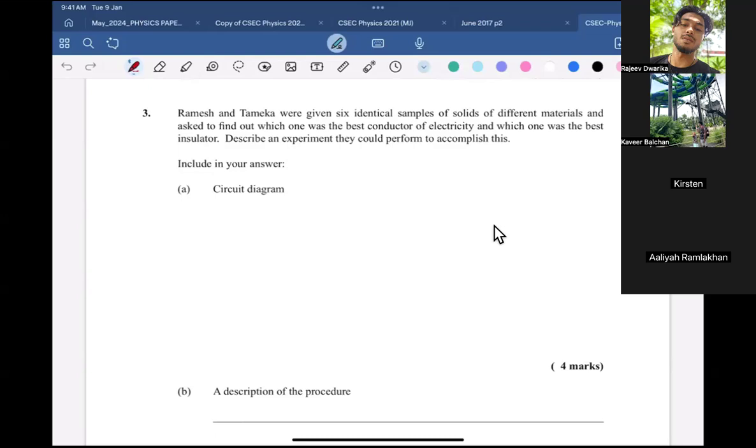The bulb. Yes, the bulb. If it's the best conductor, what happens with the bulb? A brighter light. Yes, it's going to light up the brightest. Perfect. And now you need to put that in B, description of the procedure. So apply yourself. I'm waiting on an answer from Aliyah and Kristen.